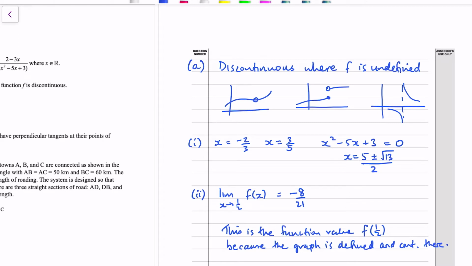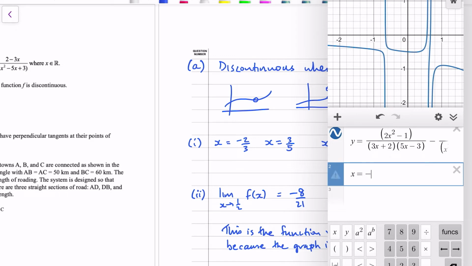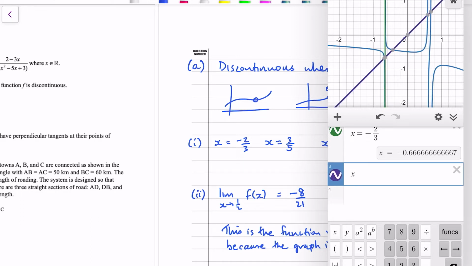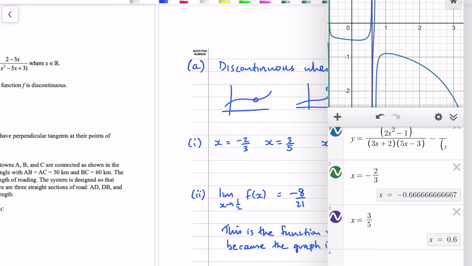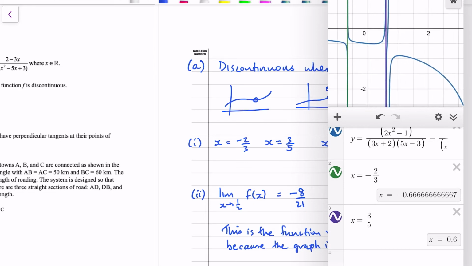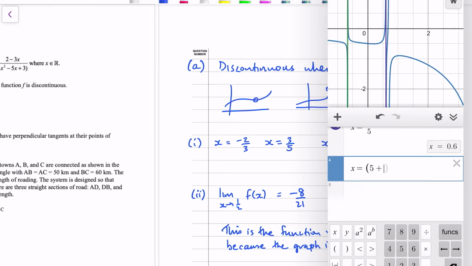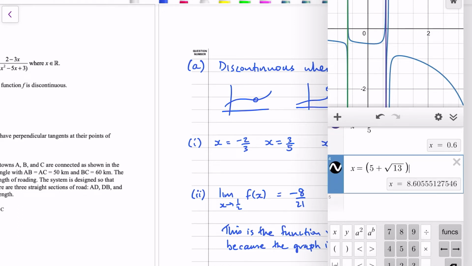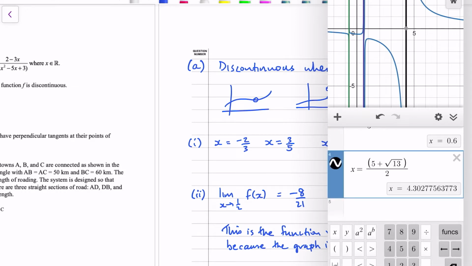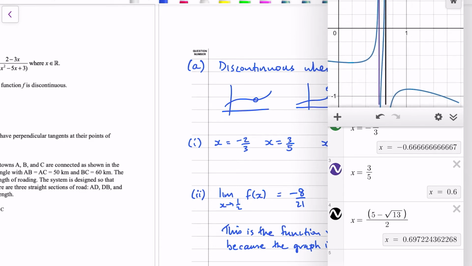Okay, so if we just have a look at that function, I've prepared it earlier because it took a little bit to type in, but we can see that there's asymptotes at x equals minus 2/3. Okay, that's the asymptote there, so that value of x doesn't work. There's an asymptote at x equals 3/5. And then there's also, it's kind of hard to tell, but if we put in the other ones, what was it, 5 plus root 13 all over 2. There. Oh, there's another one. And 5 minus root 13 over 2 is the one that's really, really close. Oh, look at that. The function's doing some really strange stuff in there. Okay, so they're all asymptotes.